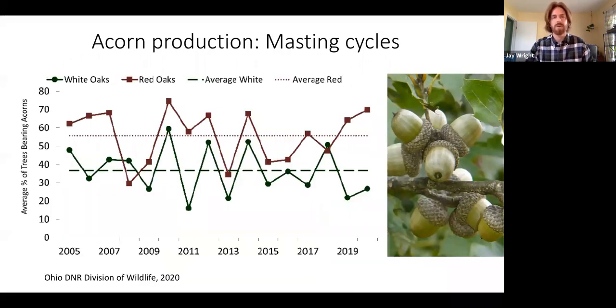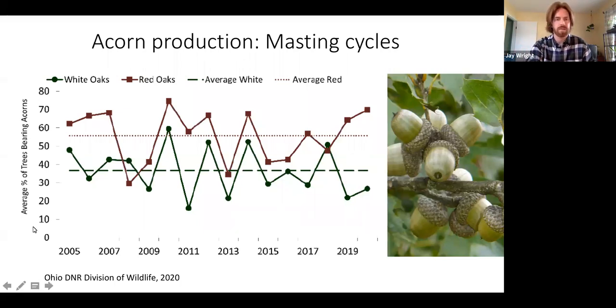The other really important thing about acorn production in oaks is they have these mast cycles. So mast is another word for acorn production, basically. So I'll be using mast interchangeably with acorn abundance and production throughout the talk. But basically, acorn production is not uniform across years. It's not just a reliable average production rate every year. So it bounces all over the place.